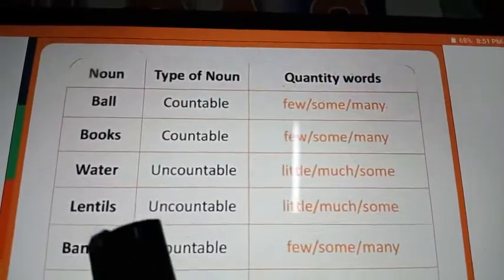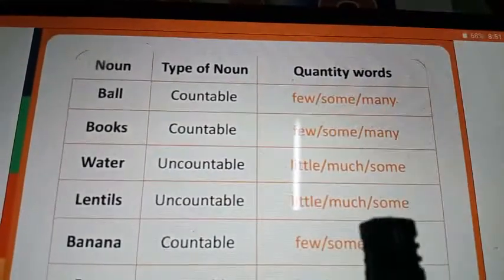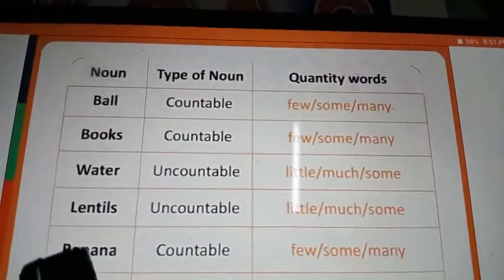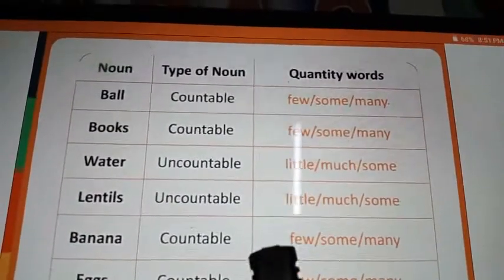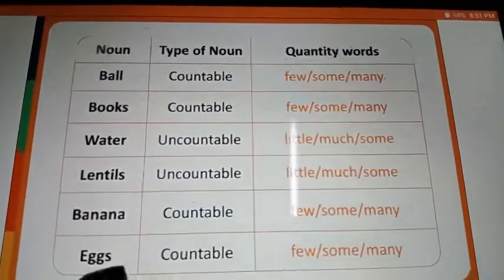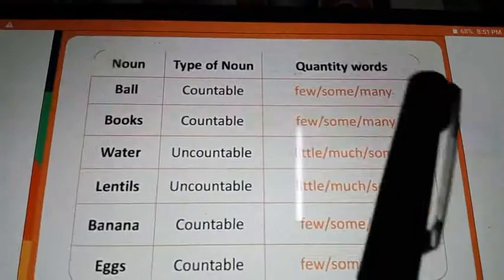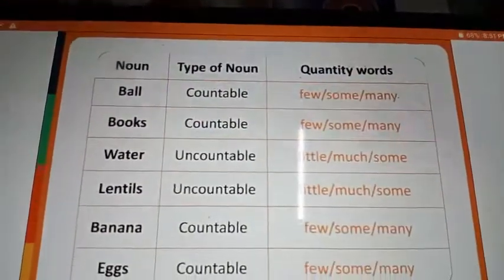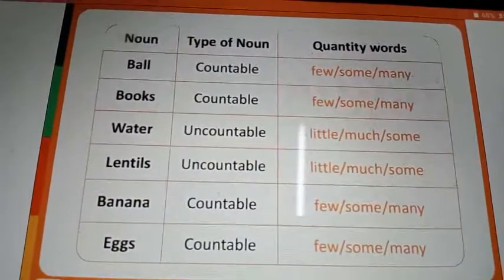Next, lentils. This is uncountable. We have to use little, much, some. Next, banana. Countable noun. We have to use few, some, many. Next, eggs. Countable nouns. Few, some, many. So, you have to use the quantity words like this, okay? Do you understand, my dear children? Yes.